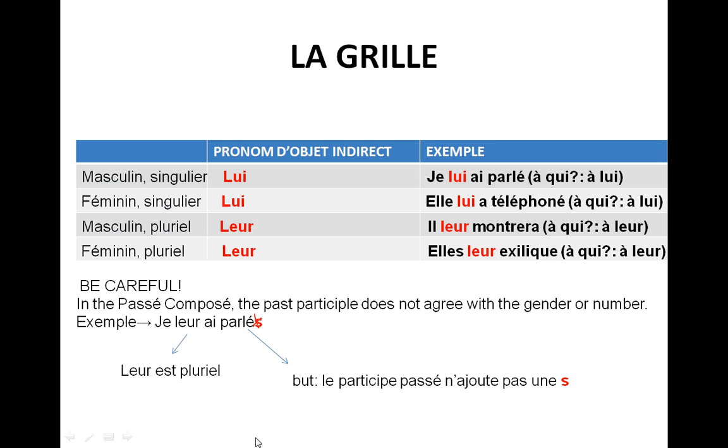So this happens with the COI, the complément d'objet indirect. Because instead, we saw that with the COD, complément d'objet direct, you had to do the accord, you had to do the agreement. So be careful here because it's very important. In the past, it does not take an S.